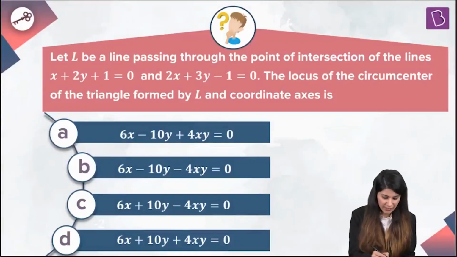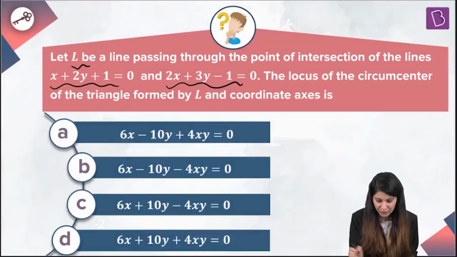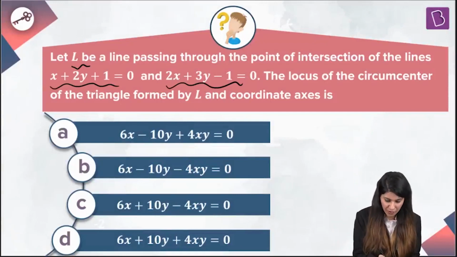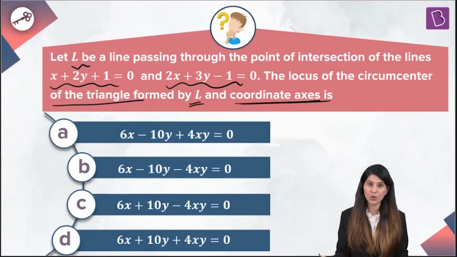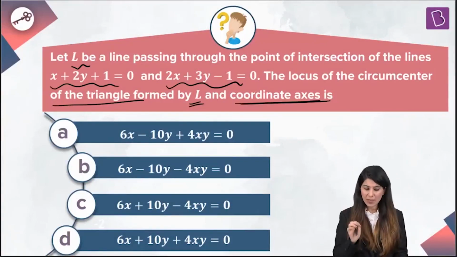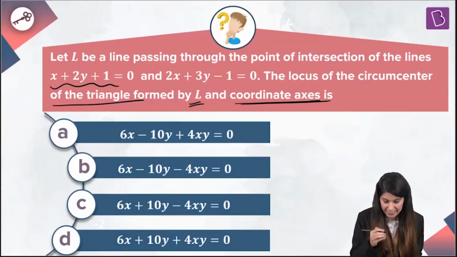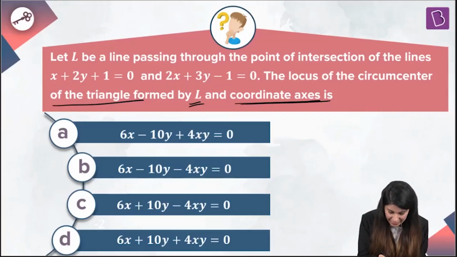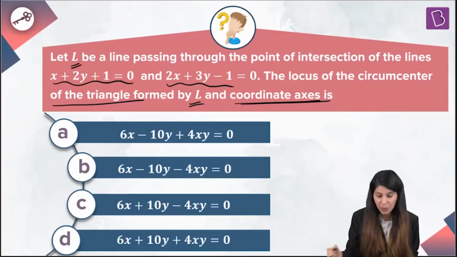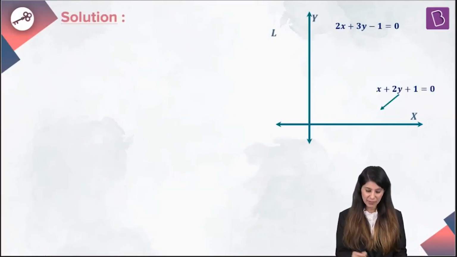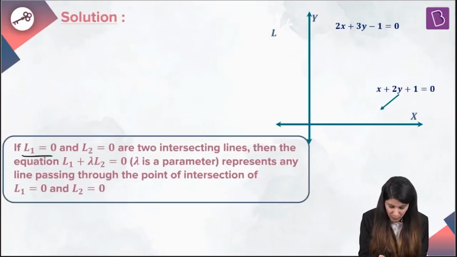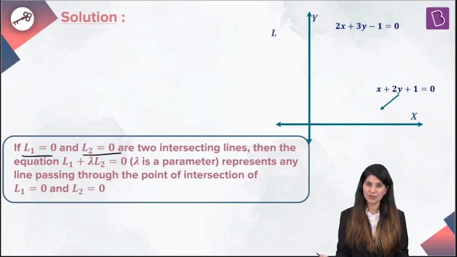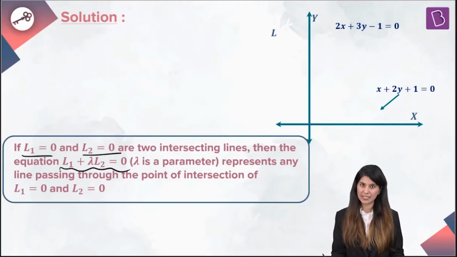In this question, it is given that there is a line which is passing through the point of intersection of these two lines, and we are interested in the locus of the circumcenter of the triangle formed by line L and the coordinate axes. The moment we read the first line, it is in itself a concept. Which concept? Family of lines. The first line says there is a line L which is passing through the point of intersection of two lines, and the family of lines concept says there are two lines L1 and L2. Then the equation of a third line, which is passing through the point of intersection of these two lines, will be given by L1 plus λL2 equals 0.